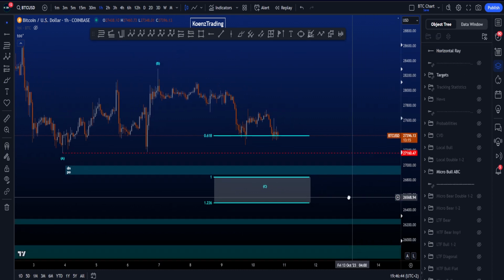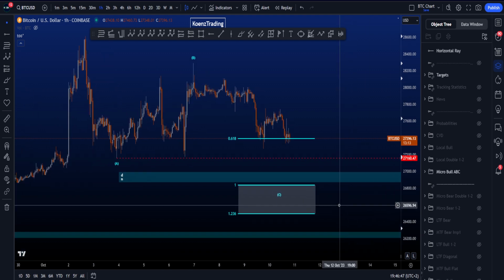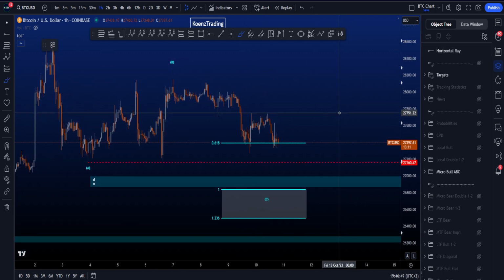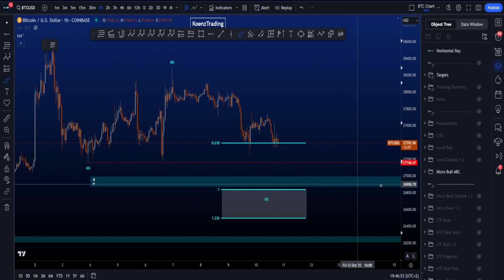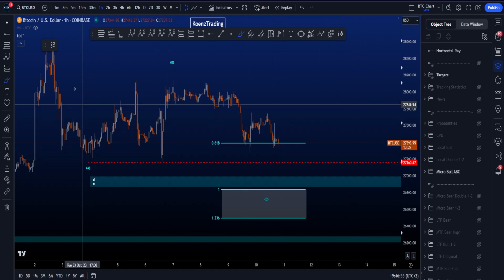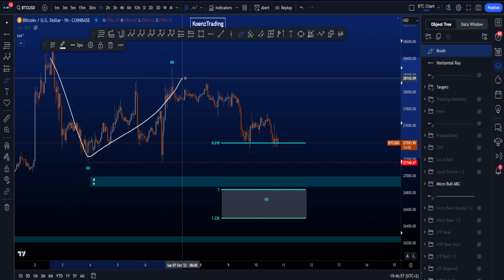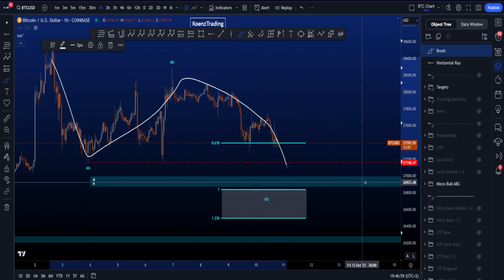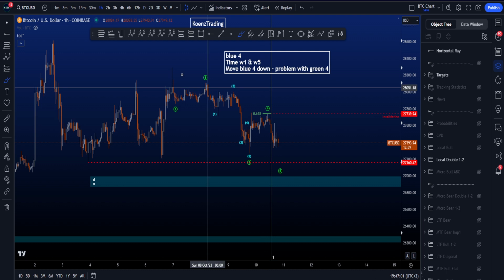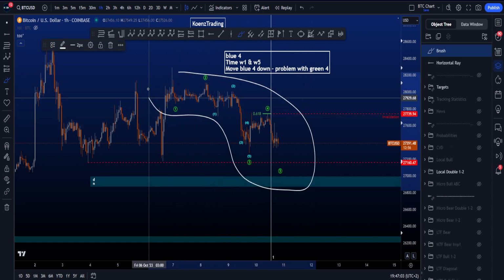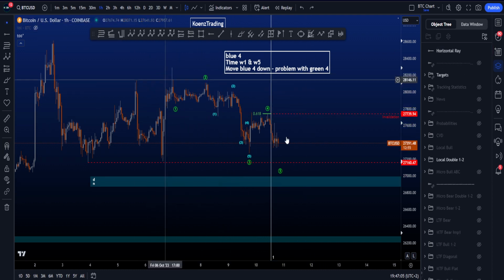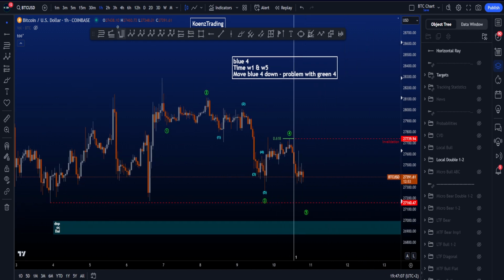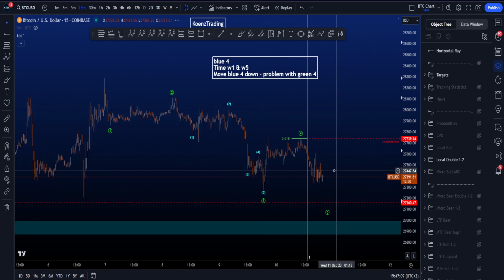In general, if price leaves a double bottom or a double top, the probabilities are high that price will eventually look for the liquidity at the double bottom or the double top. Now in this scenario we are then looking for a 5-3 and a 5-wave structure to the downside, which means we have to count an impulse to the downside over here.